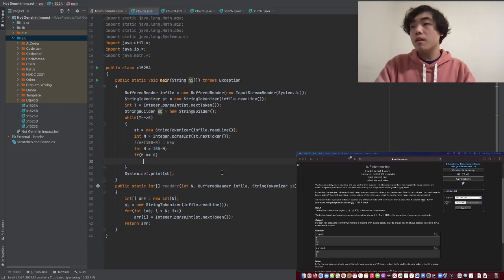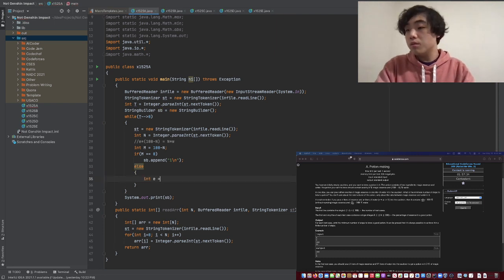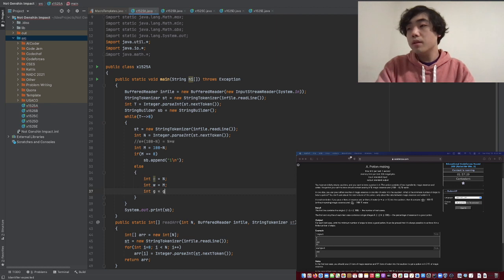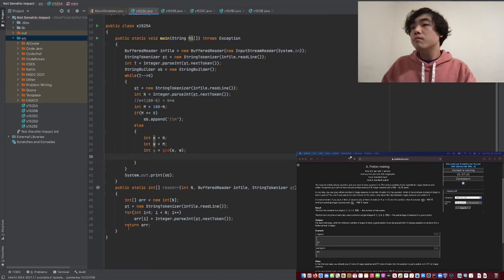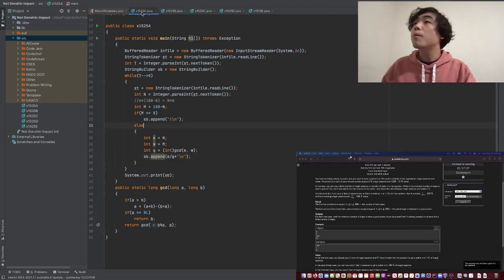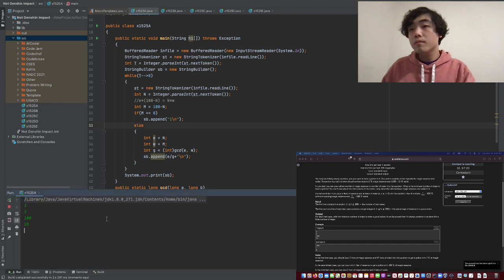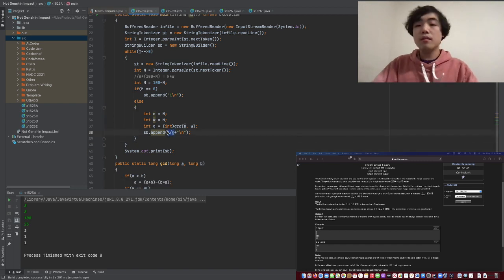So if N is equal to 100, then we could just do this. Otherwise, int E is equal to N and W is equal to 100 minus N, and G is equal to GCD of E and W. Right? Hold on. N is equal to 3, so 3 over 97. Oh, my bad. E plus W over G.